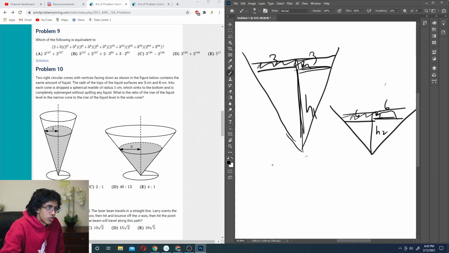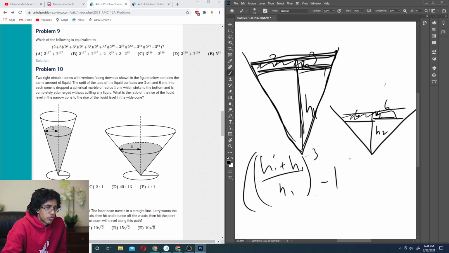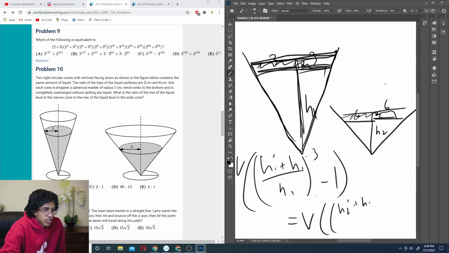So our side ratio is h1 prime plus h1 over h1. That is our side ratio, so our ratio of the volumes is that cubed. That is the ratio of the big cone to the small cone, and then you just subtract 1 to get this region. Then this is times the volume of the cone, which should be the same for both of them. And this has to equal V times h2 prime plus h2 over h2 cubed minus 1.